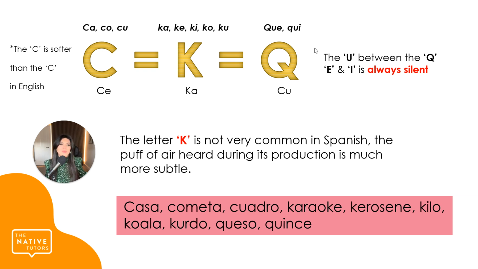And now we have the letter Q. This one is key. Because if you look at this combination, Q-U-E or Q-U-I, which are very popular in Spanish, you might want to pronounce them like this: cue, cui. But we don't say that in Spanish. The U between the Q and E or Q and I is always silent. No exceptions. So we say que, qui, quién, who. And well, the K is not very common in Spanish, but we still use it in some words. Let's try and read these words.